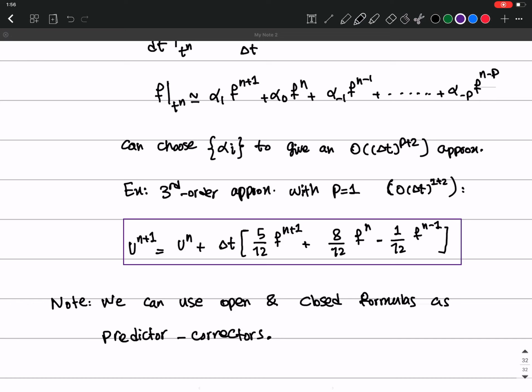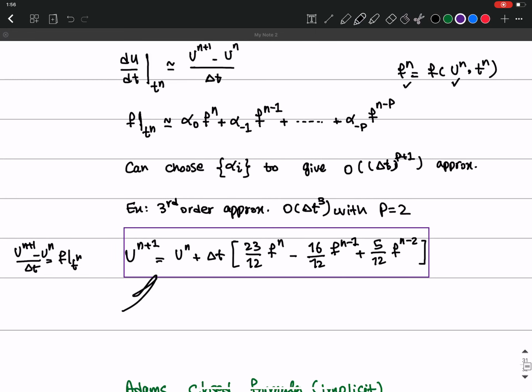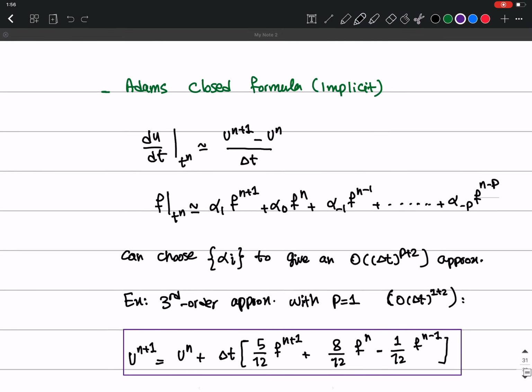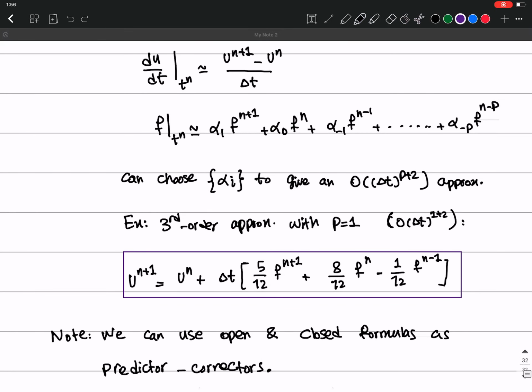So one will be a predictor, like this one will be a predictor for u^(n+1). I can get u^(n+1) here from the explicit formula, then put u^(n+1) here, and then get another u^(n+1). So it's going to be a correction to that method. This is an interesting way of combining these two methods together. If you are interested, you can delve into that more yourself and look at the discretization error, how to minimize that, and how to improve your numerical scheme.